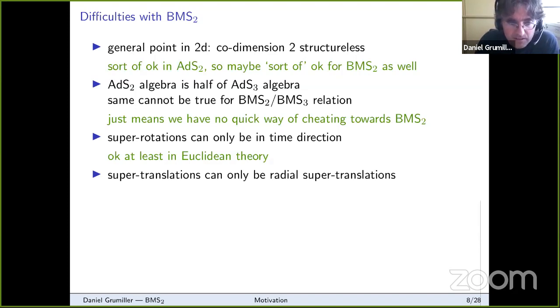And finally, super translations can only be radial super translations because, again, there's no angle dependence. So it's impossible to have angle dependent translations in 2 dimensions. To evade this difficulty, we need something like radial super translations. And okay, why not? If the associated charges with the symmetries are non-trivial, then they might be fine.